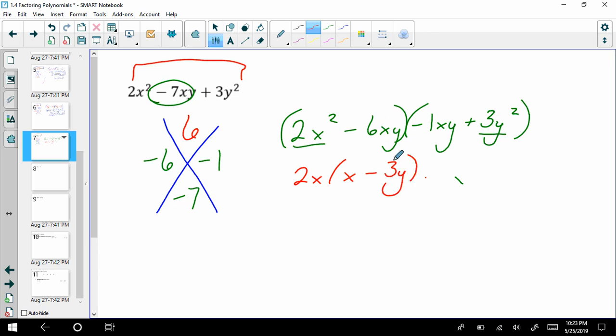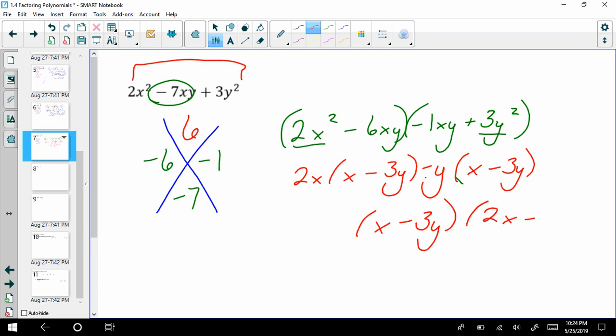And notice this back set, I'd have 3 and a y. The x is gone. And then this other set, well, they both have a y. And I want it to become x minus 3y. So I'm actually going to have to take a negative y out. Because when I do that, I'll still have a positive 1x and a minus 3y. So now to finish it, I have x minus 3y in one group and 2x minus y in the other group. There is the factored form.